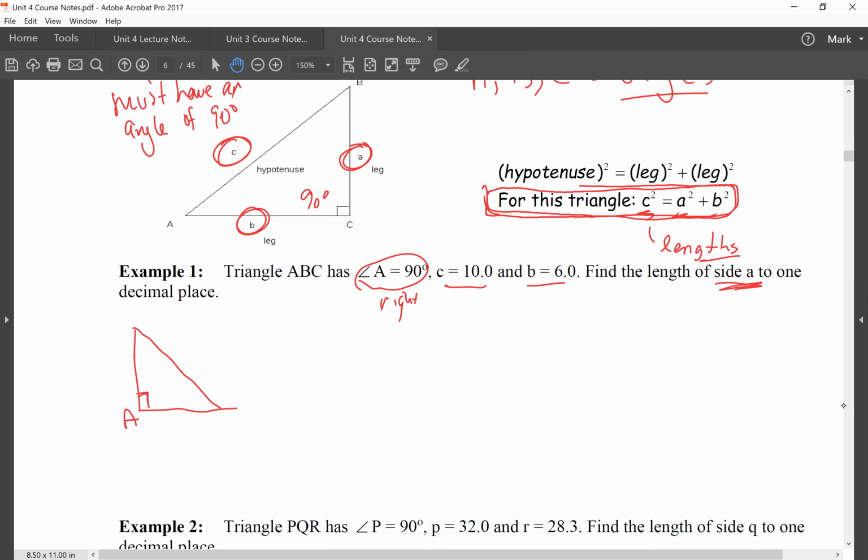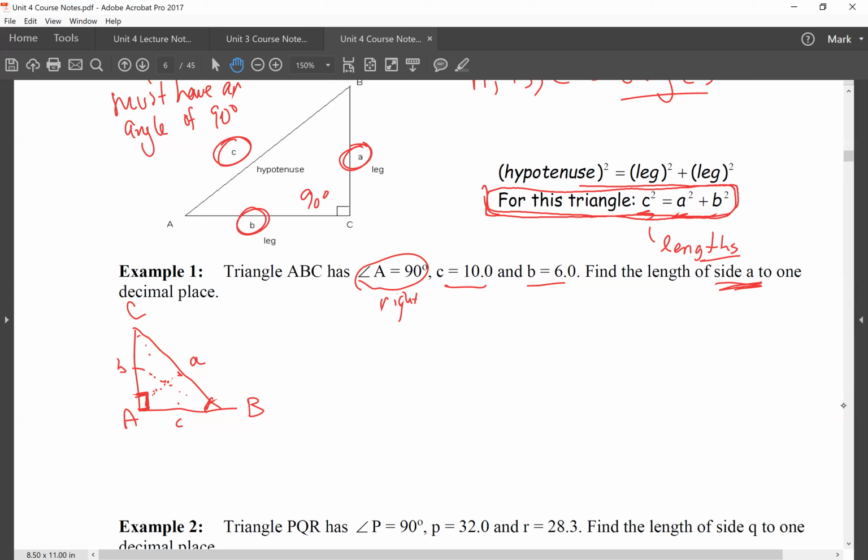Angle A here is the 90-degree angle. So what that means is this is going to be side A. C and B don't really matter, I can put them here. It doesn't matter which angle C is or which angle B is. This would be angle C, this would be angle B. Notice that angle A is across from side A, angle B is across from side B, and angle C is across from side C.